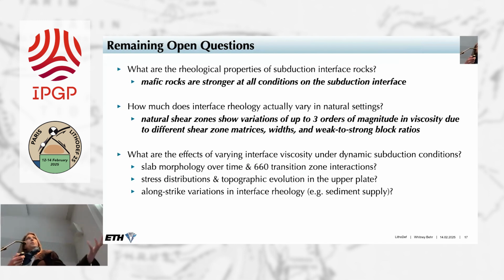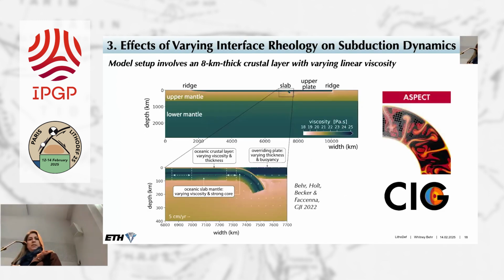Okay, so we demonstrated that mafic rocks are stronger at all conditions on the subduction interface, and then we see that natural shear zones, as a result, have variations of up to 3 orders of magnitude if you include temperature, and about 1.5 orders of magnitude at constant temperature due to different matrices, widths, and weak to strong block ratios. So now we can use this information to populate models to look at how this affects dynamic subduction.